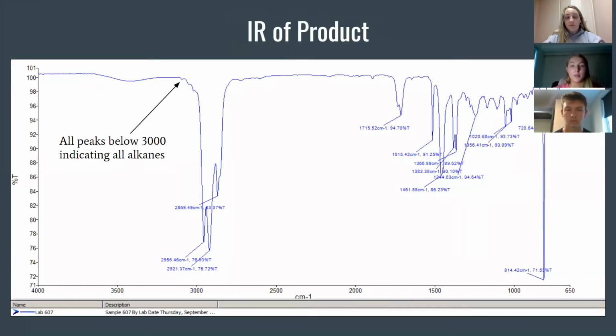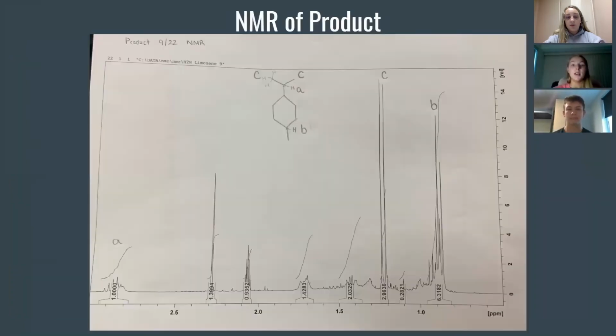And our IR of the product has no peak anymore above 3,000, which was the goal because that now indicates that it's all saturated alkanes. There are no more double bonds. The NMR peaks that are important would be peak C, which now shows, as we said before, 3 rather than 2 hydrogens.